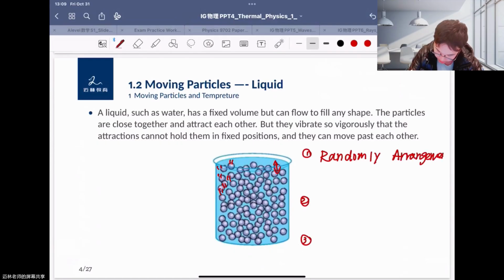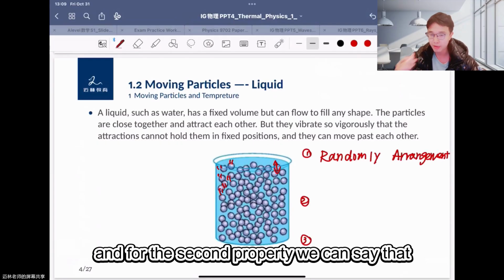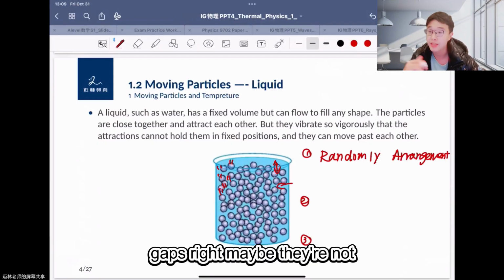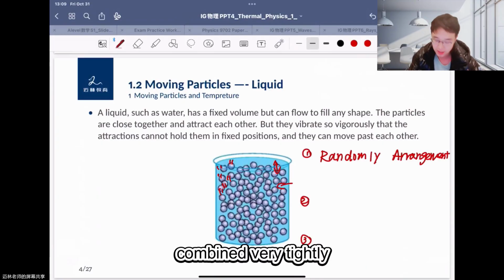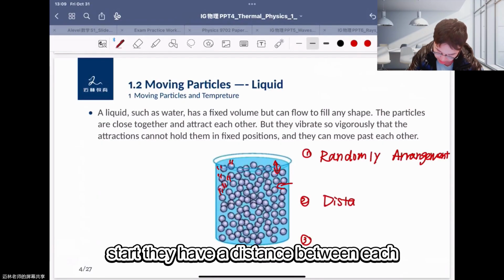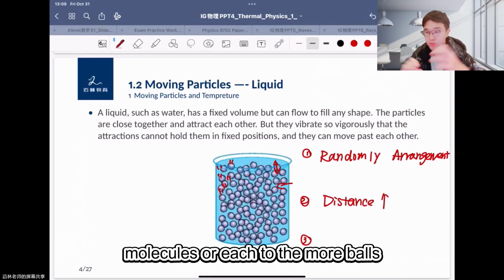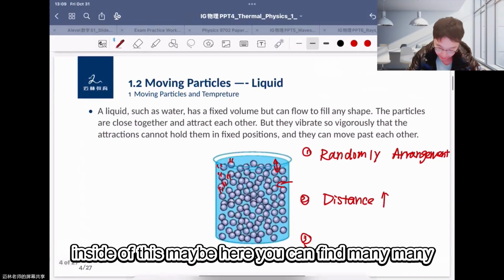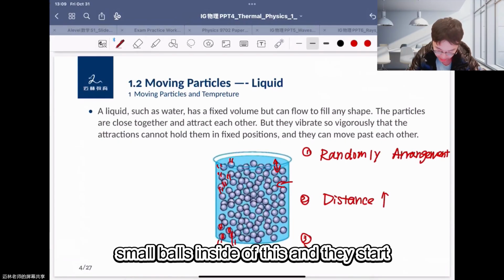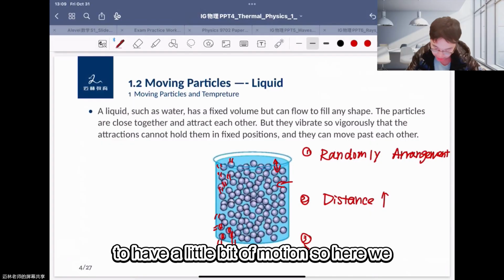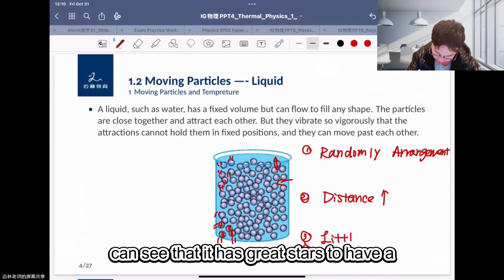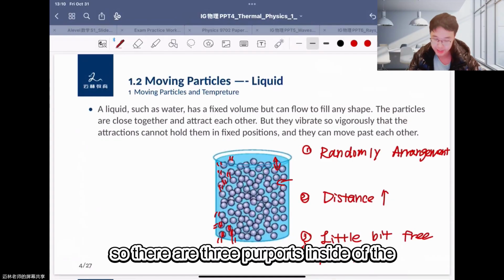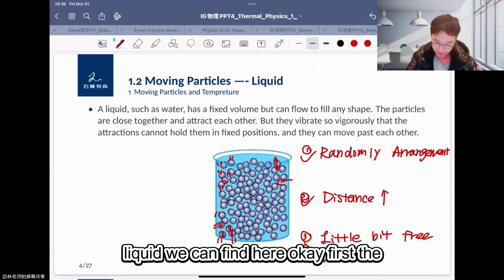Okay, so this is the first property. And for the second property, we can say that inside of the molecules they have gaps, right? Maybe they're not combined very tightly. So they start to have a distance between each molecule or each small ball. And the third property you can see here, many small balls inside of this start to have a little bit of motion. So here we can say that it starts to have a little bit of free motion. Okay, so there are three properties inside of the liquid we can find here. First, second, and third.